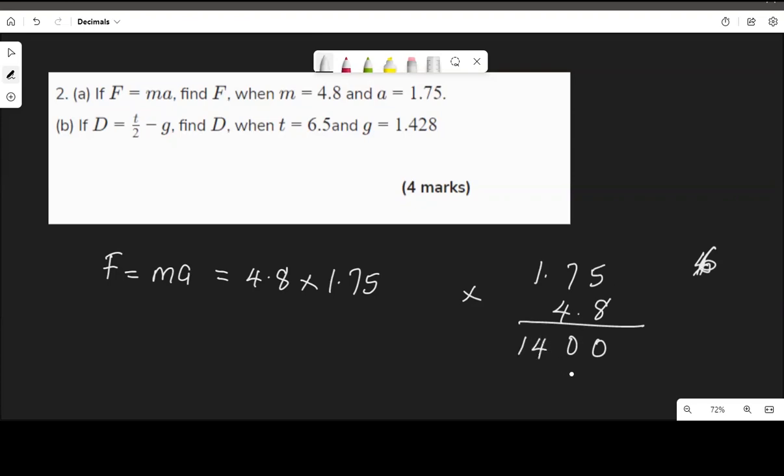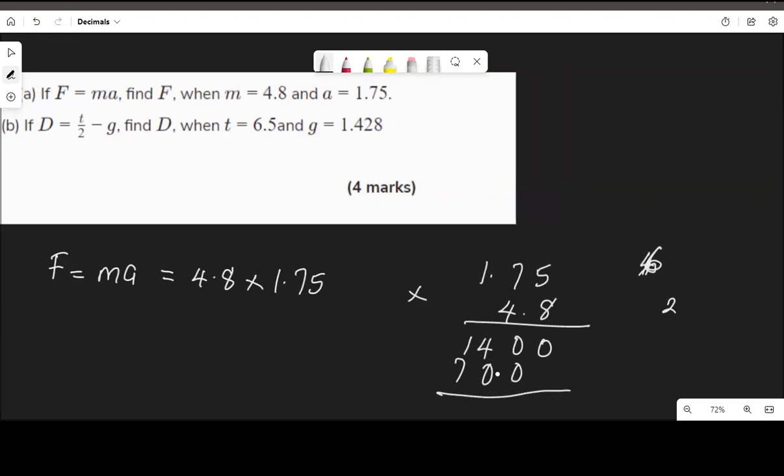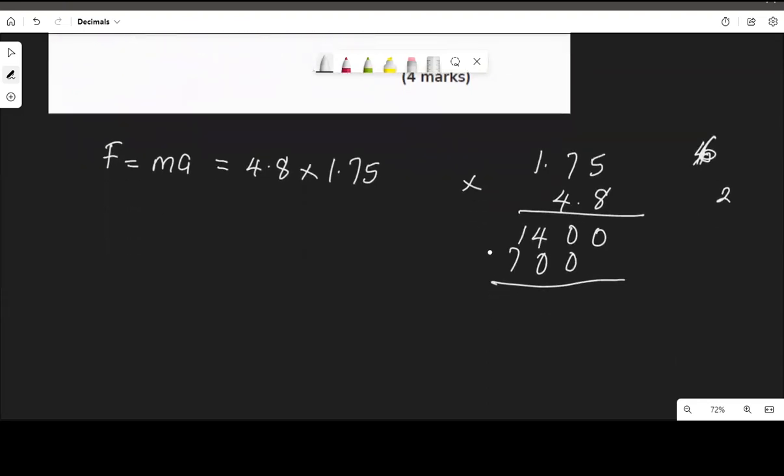And 4 times 5 is 20, 0 carry 2. 4 times 7 is 28. 28 plus 2 is 30, 0 carry 3. 4 times 1, 4 plus 3 is 7. And we add up the products together. Bring 0 down, 0, 4, and 8.